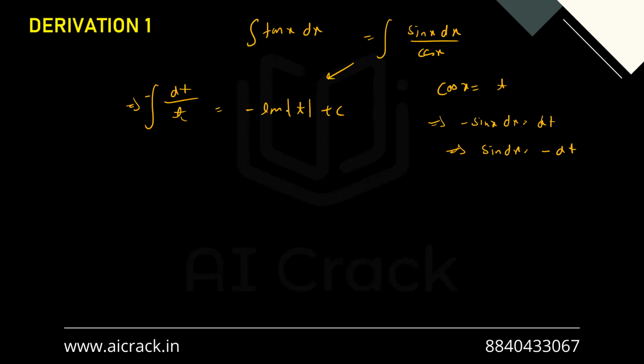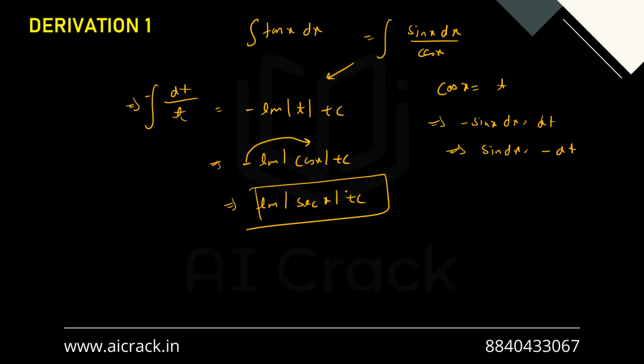Why have I kept mod t over here? Because cos x can take negative values as well. But in ln we cannot take negative values, right? So that is why we have to keep mod t over here because of the domain constraints. So now plugging back t once again over here, that would give minus of ln mod cos x plus c. So I'll take this minus inside, basically mod cos x raised to power minus 1. So that would give me ln mod sec x plus c. So this you should be remembering.